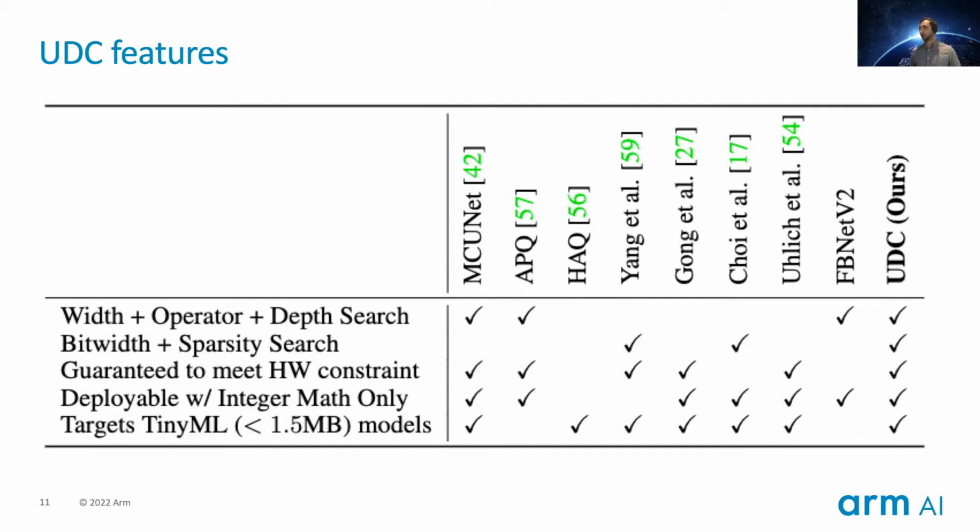The other really nice thing about our approach is that it discovers models that are deployable with integer math only, as opposed to other approaches which do things like non-uniform quantization that can't be deployed with integer math on commercial hardware. And then lastly, we target very, very small models, like less than 1.5 megabytes.